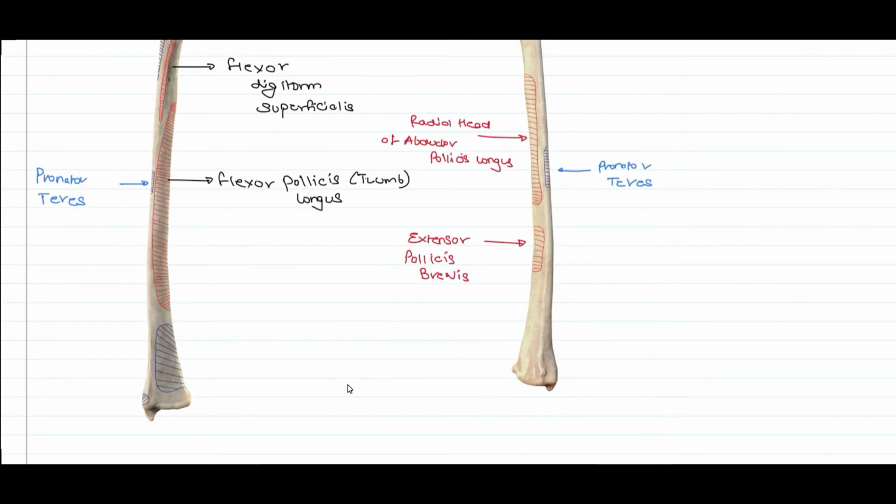Moving downwards, on the anterior aspect, we have the insertion of two muscles, that are the pronator quadratus, which takes its origin from the lower end of the ulna, and the brachioradialis, which originates from the lateral supracondylar ridge of the humerus.